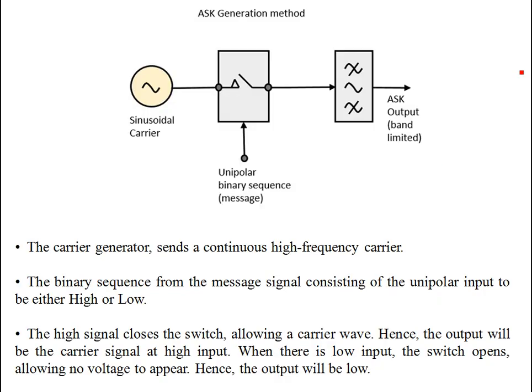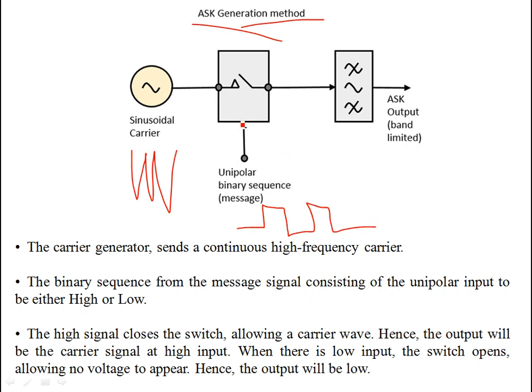Here's a simple one. I've already talked about this. This is an ASK generation method. So what it does is you have a carrier signal, and then you have a unipolar binary message signal like this, the one we have seen before, and it's a simple switch. So it is combined over here with the sinusoidal carrier through switching, and what you have at the output is you will either have a high output or you have a low output when there is no data.